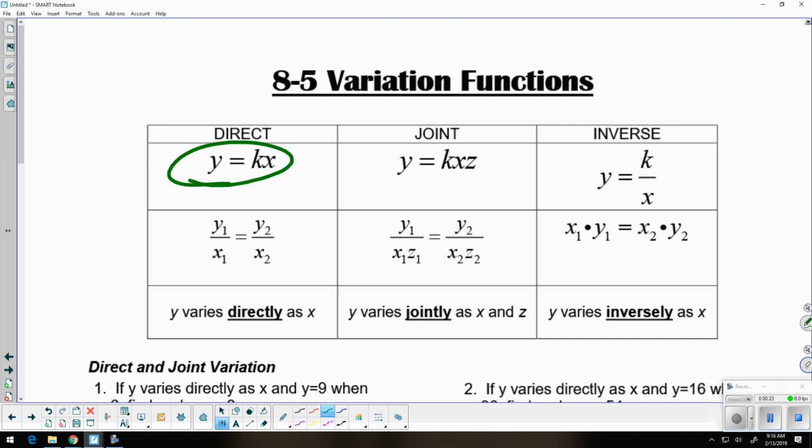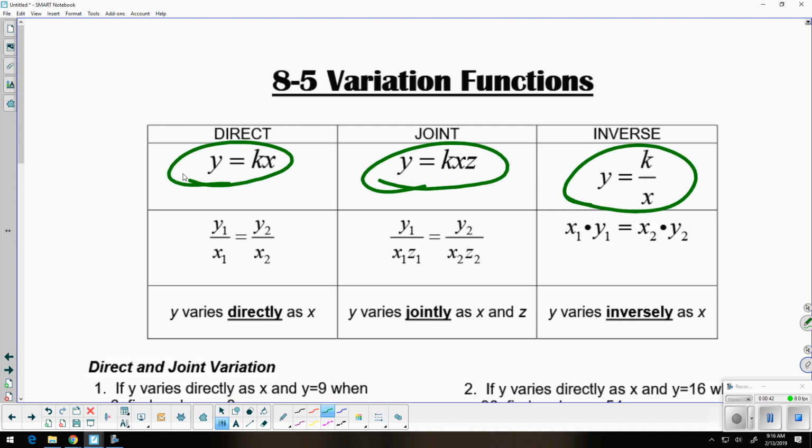So direct variation is just y equals kx. Joint variation, y equals kxz. And then inverse is just y equals k over x. And I may teach this a little differently than you may have seen it from your teachers, but this is just the way that I go about it. I tell my students, remember those equations, okay?